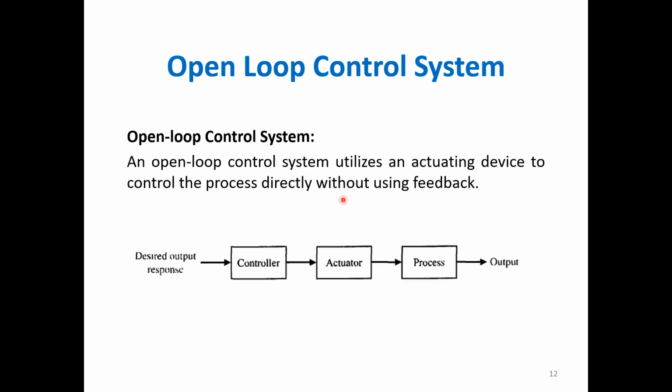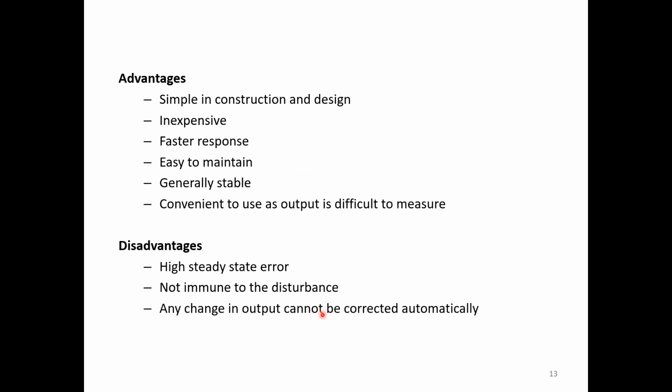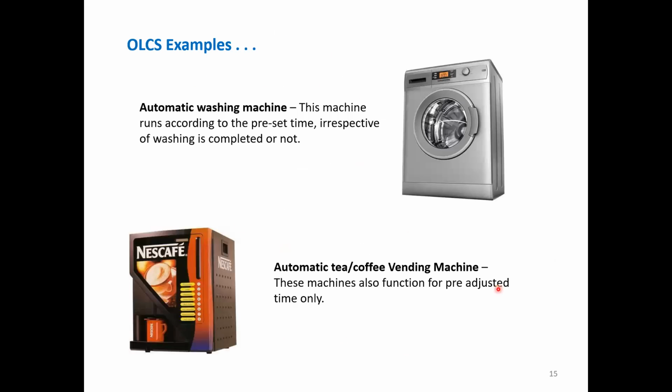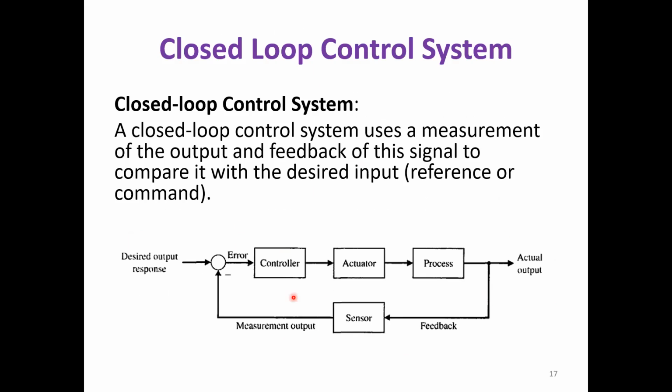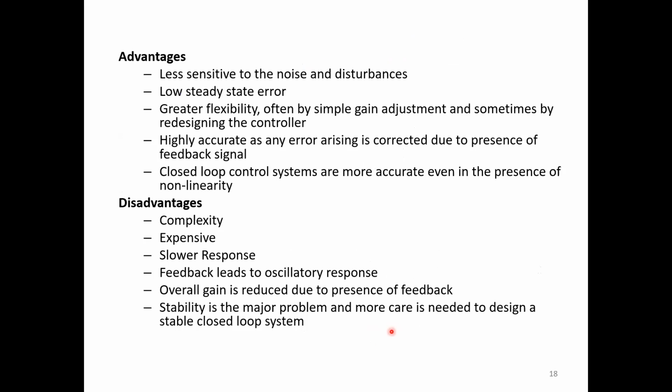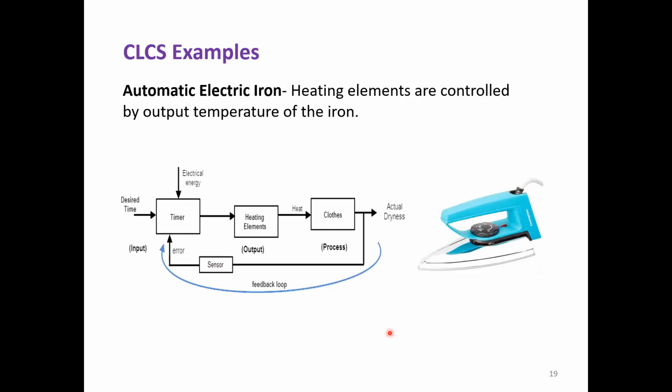Now, see what is the open loop? Open loop control system does not have any feedback. Does not have any feedback, and these are some advantages and disadvantages. Some examples are there. We have discussed this. That is the closed loop control system. It has a feedback. The closed loop control system has a feedback. Advantages and disadvantages are there.